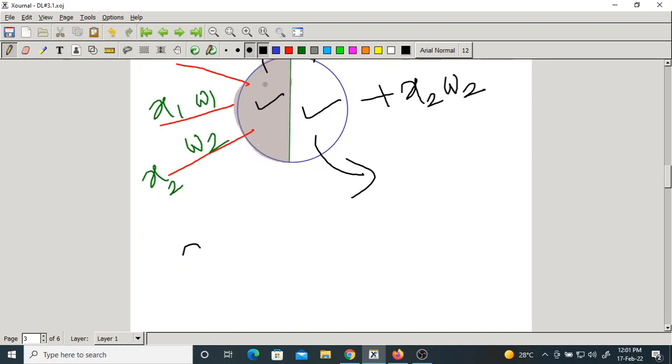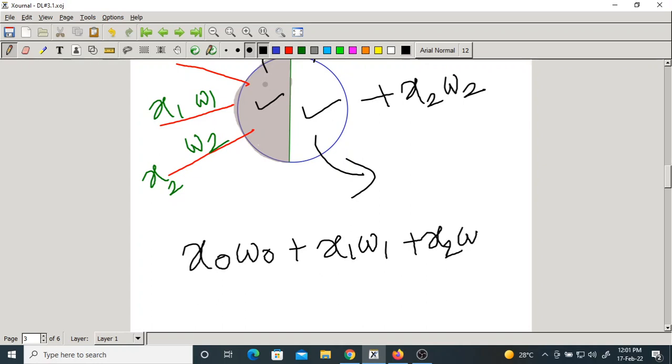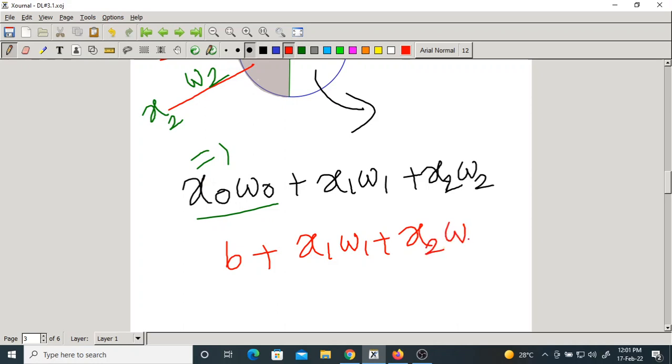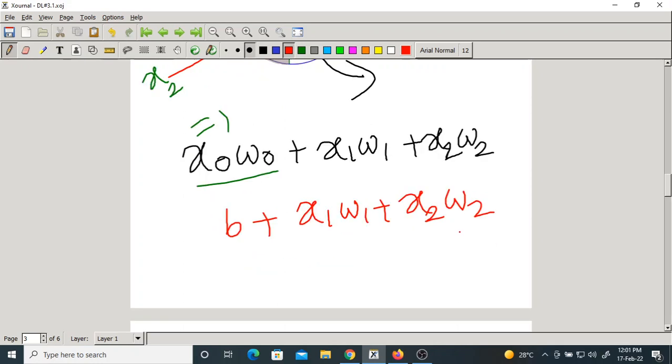So this is also written as X0 W0 plus X1 W1 plus X2 W2. This is what we call the bias: X0 equal to 1, W0 equal to minus theta, equal to B. So B plus X1 W1 plus X2 W2. This is the weighted sum. Otherwise we write the summation of Xi Wi plus B. This is the summation we have done till now.